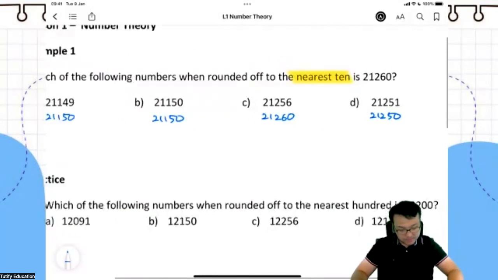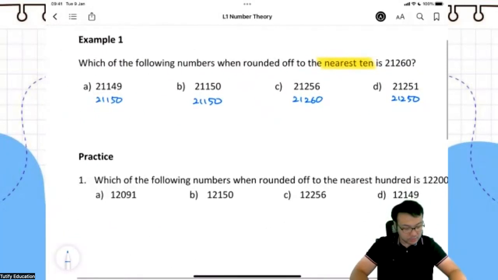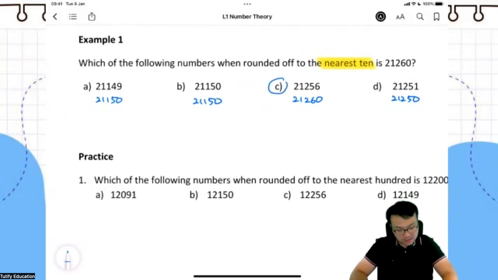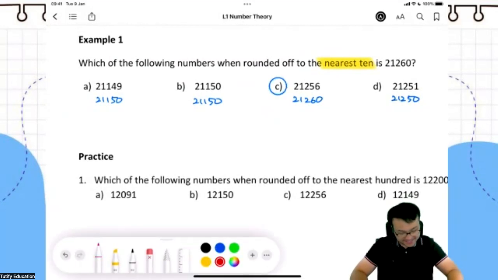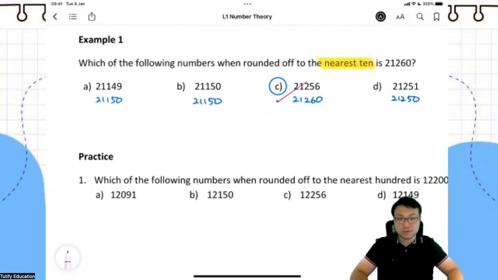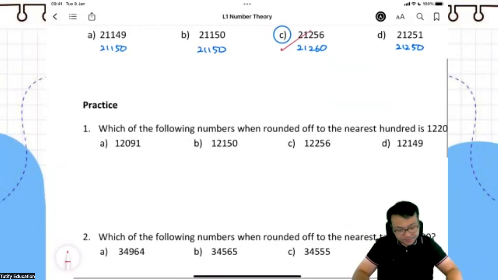So students, which number when rounded to the nearest 10 is 21260? The answer is C. Okay? So what did I do? You notice that I went from A, B, C to D and I tested all the options. Okay, this is the safest way to do it. Just test all the options and then you get your answer.